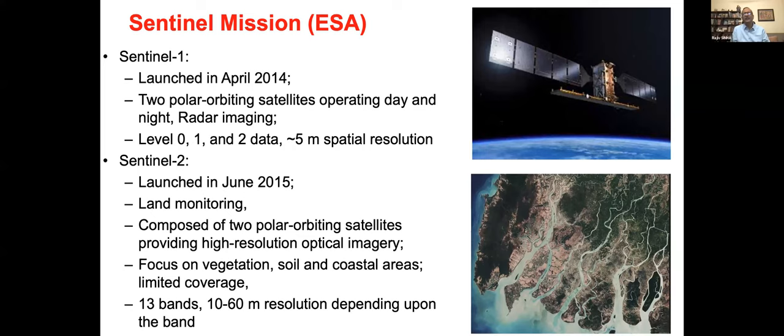The Sentinel mission again is a very powerful mission, a European space mission, Sentinel 1 and Sentinel 2. The interesting part of this mission is that they provide data in both the optical range as well as the radar range, and therefore provide very good observational data for applications for vegetation, soil, and coastal ranges. Sentinel-2 has 13 band data. They provide data at about 10 to 60 meter resolution, depending upon the band. So multiple satellites are available here.